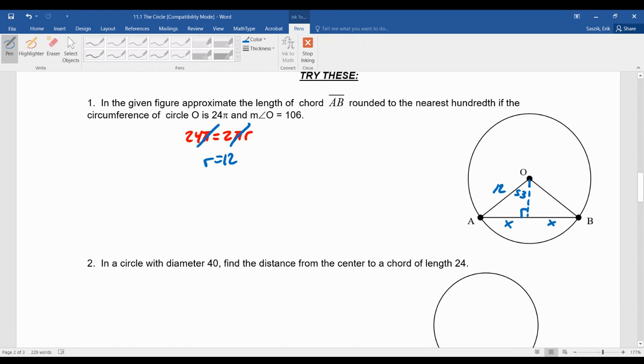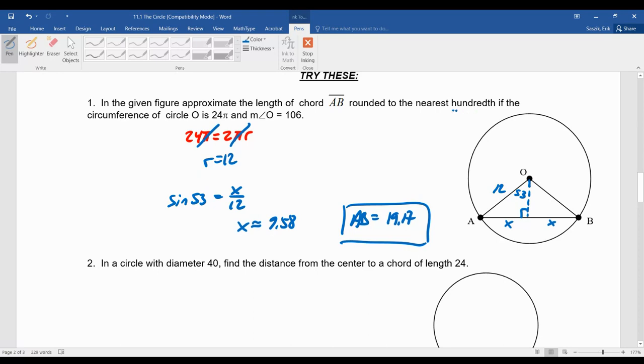Now, this is a problem where you would have to use trig. Whenever you get an angle that's a little bit weird, not 30, 60, 90, not 45, 45, 90, we might have to use trig. Not hard to do. Sine of 53 equals x over 12, and x ends up being, I think, 9.58. Now remember, it's asking for the length of the chord, so we'd have to double that. This was a rounded version, but if I double it, AB ends up being 19.17.